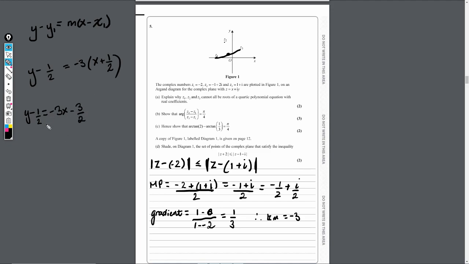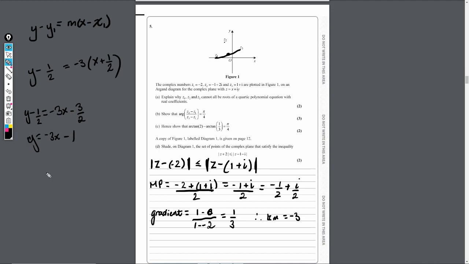So if I carry on this now before I get attacked fully, minus a half. So I take that across to the other side, so that's going to be y equals minus 3x, and then I've got minus 3 over 2 plus a half, so that'd be minus 2 over 2, or minus 1. So y equals minus 3x minus 1.